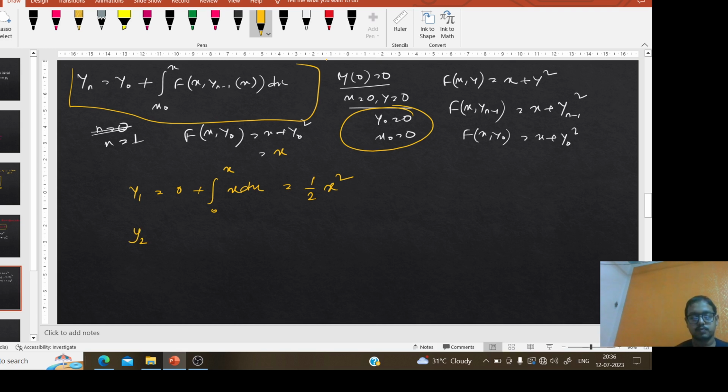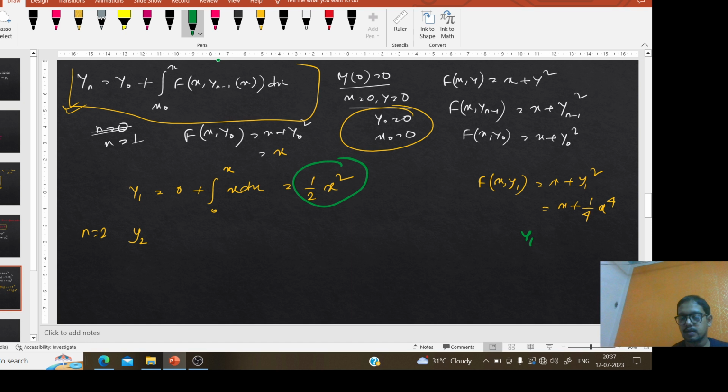y2. For y2 we will put n equal to 2 into the Picard approximation. So here we get f of x comma y, that is x plus y1 square. So what is y1 square? That is x plus 1 by 4 x to the power 4, as we get y1 is equal to half x square.